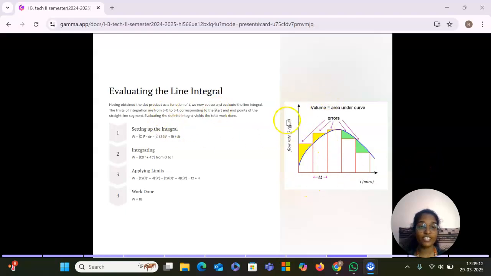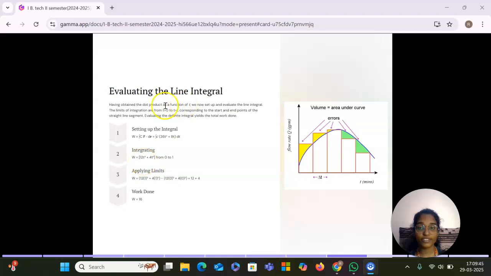Having obtained the dot product, we are now setting up and evaluating the line integral. The limits of integration are from t equals 0 to t equals 1, corresponding to the start and end points of the straight line. Evaluating the definite integral gives the total work done. Setting up the integral over C of F bar dot dr bar is 36t squared plus 8t, dt.